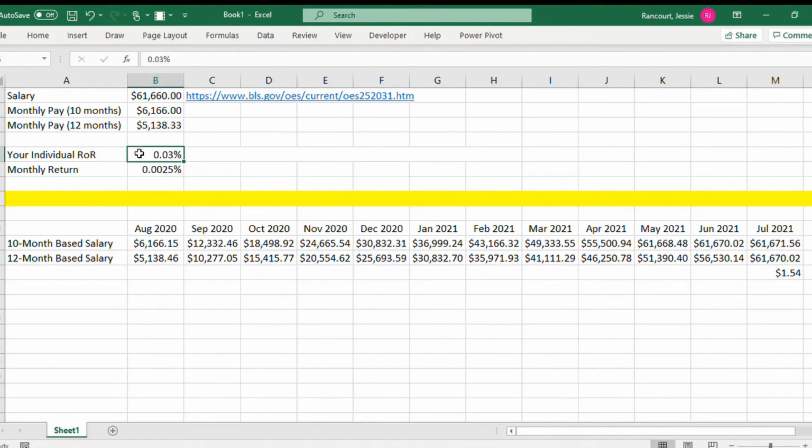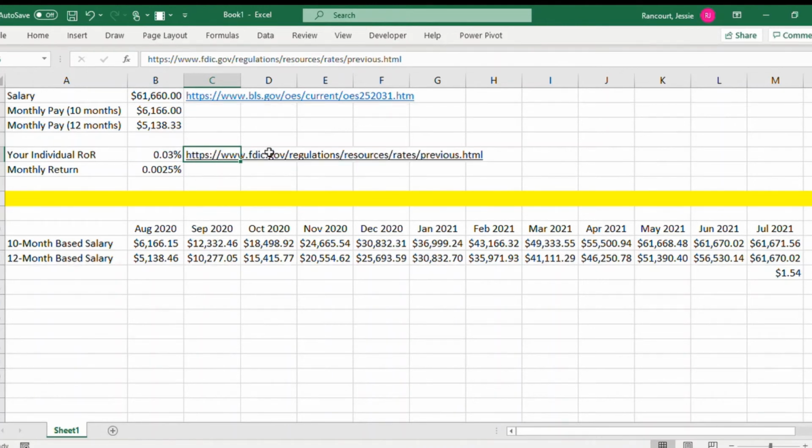But that's when we go back to this individual rate of return, and that's the whole premise of opportunity cost investing. You might be making money in a bank account making 0.03% interest. Well, the national average for bank accounts is actually, according to the FDIC, 0.06%. And you can easily see how $1.54 became $3. The whole point of our Opportunity Cost Investing YouTube channel is for you to increase your individual rate of return as high as you can get it.